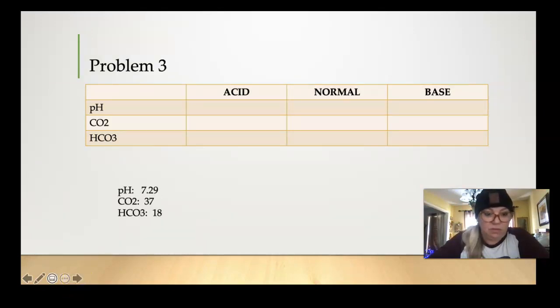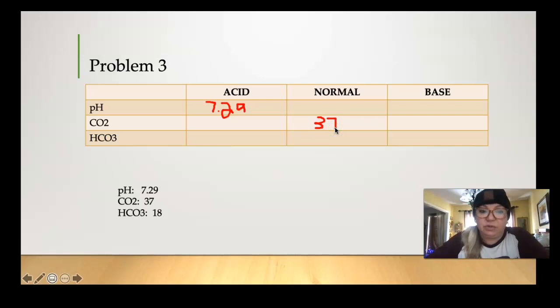Okay. Here is problem 3. All right. So we have a pH of 7.29. Remember that our normal is 7.35 to 7.45. So that's on the acid side. I like to put my pH here, 7.29. Don't laugh at my writing. And then our CO2 now is 37. Remember, our normal range is 35 to 45. So that is a normal CO2. So I'm going to put my CO2 in here, 37.